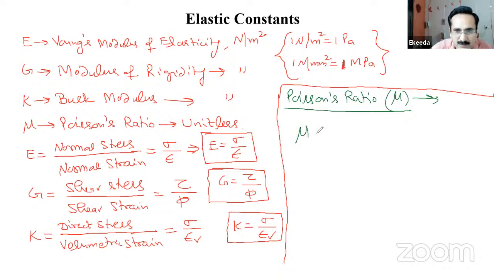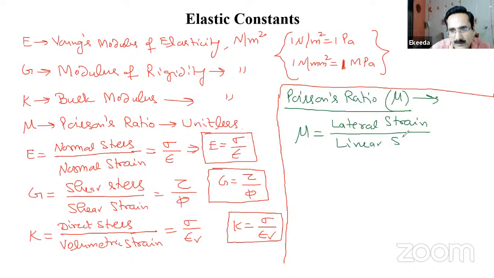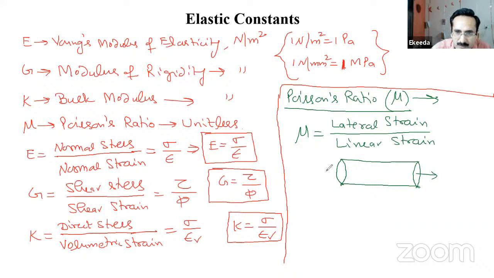This mu, Poisson's ratio, is the ratio of lateral strain upon linear strain or longitudinal strain, right? So what is that? Suppose we have a bar like this. And if we are applying a force or stress or load in this direction, suppose linear direction, I have shown by arrow, right? So suppose a load is applied and there will be stress developed in this direction.